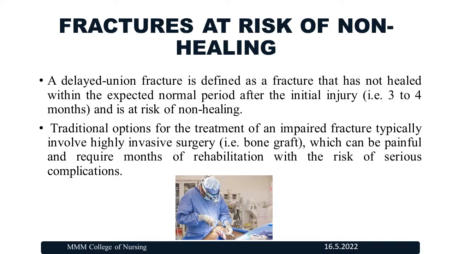The second indication is fracture at risk of non-healing. This is a fracture that has not healed within the expected normal period after the initial injury, that is 3 to 4 months, and is at risk of non-healing. The traditional treatment options for an impaired fracture typically involve highly invasive surgery, that is a bone graft, which can be painful and also require months of rehabilitation with the risk of serious complications.